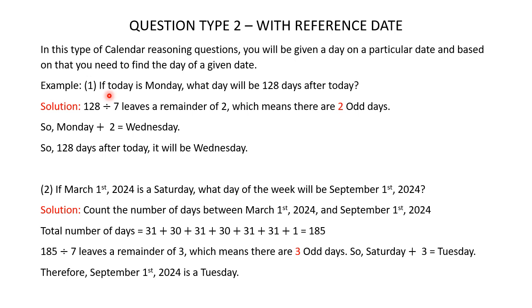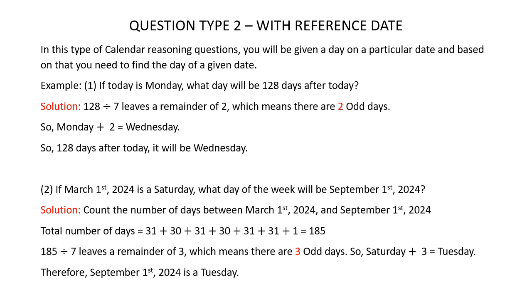If today is Monday, what day will it be 128 days after today? First, you have to find the number of odd days. So 128 divided by 7 leaves a remainder of 2, which means there are 2 odd days. Now it's given that today is Monday. So Monday plus 2 is Wednesday. So 128 days after today, it will be Wednesday.